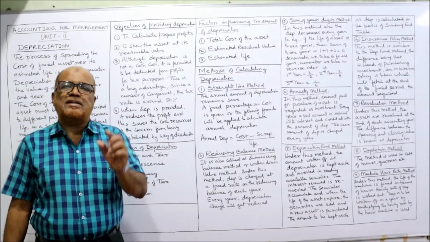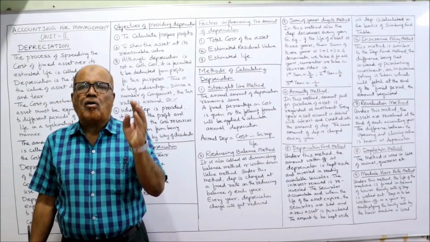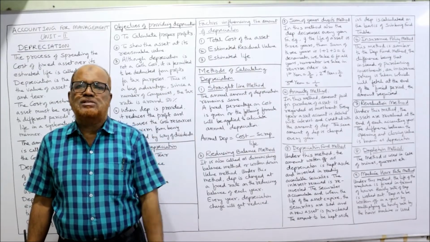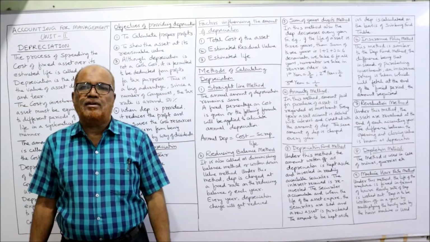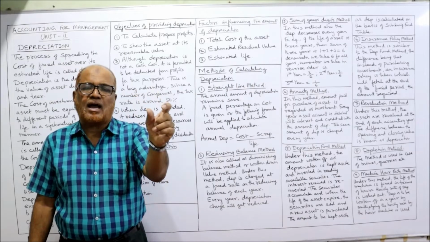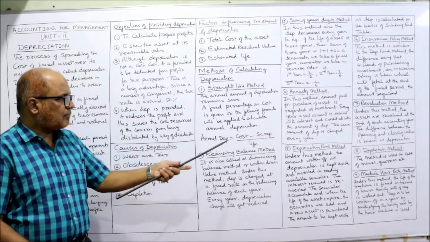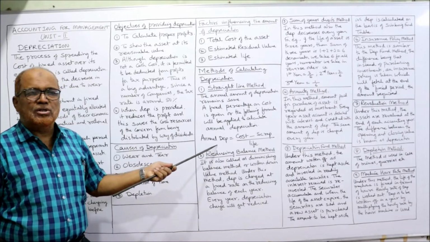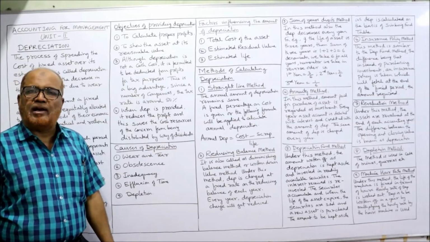Secondly, sometimes the percentage will not be given. The cost of the asset is given, the residual value or scrap value is given, and the estimated life is given. In that case, annual depreciation is equal to cost minus scrap divided by life. This formula will give you the annual depreciation. The first method, straight line, is completed.